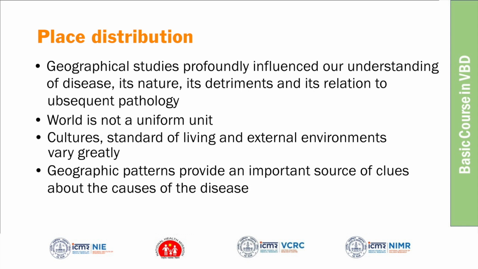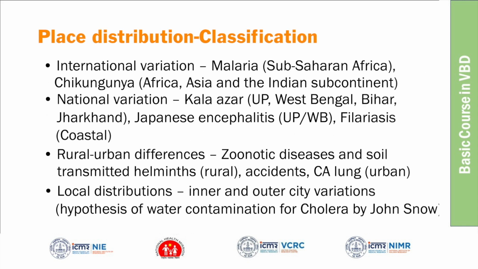It differs with the culture, standard of living, and external environments vary greatly. So geographic patterns provide an important source of clues about the causes of the disease, which is the first step of epidemiological investigation. So how can we classify the place distribution like time trend? It can be an international variation, national variation, rural-urban differences, or the local distributions. Here I have given a few examples for that.